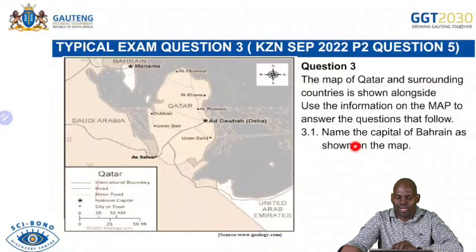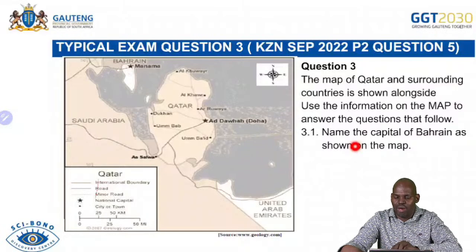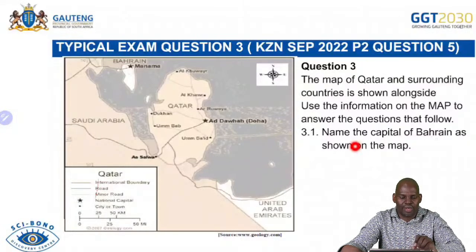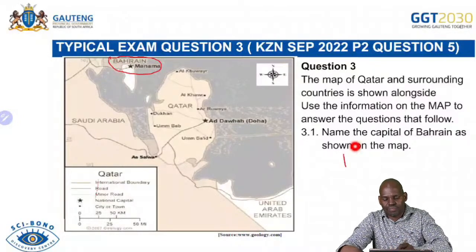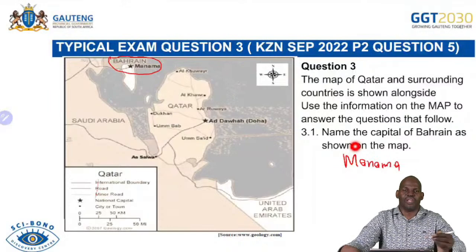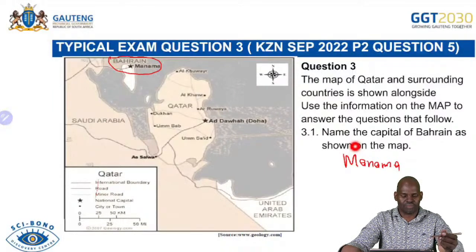So if we're looking for a capital, we must look for something that has got a star. Name the capital of Bahrain. So where is Bahrain? It's up here. And then the star represents the capital. So the capital in this case is Manama. It was just a matter of interpreting the symbols that are given. The symbols will tell you what each name represents. So in this case, Manama is the capital city. Okay, that was number 3.1.